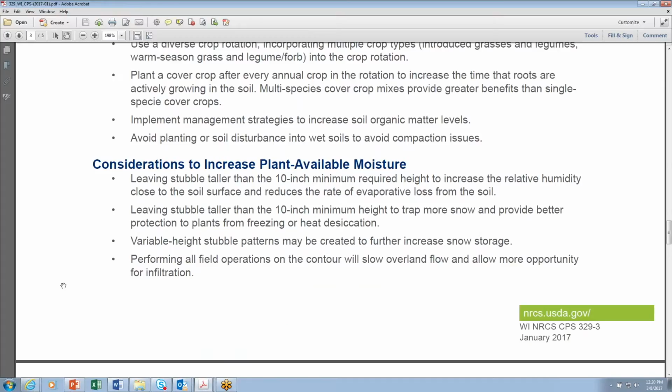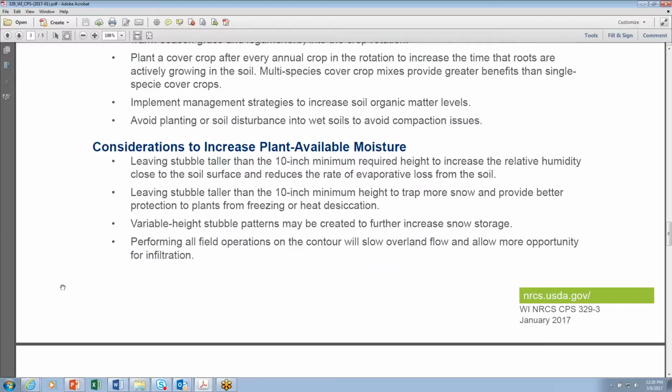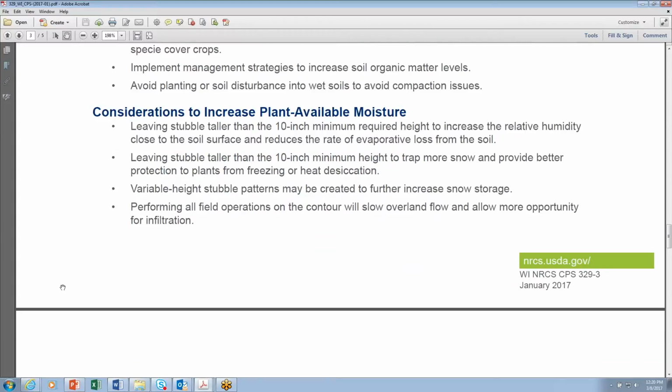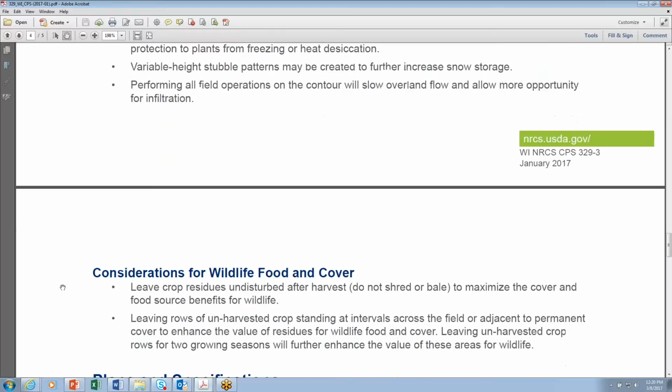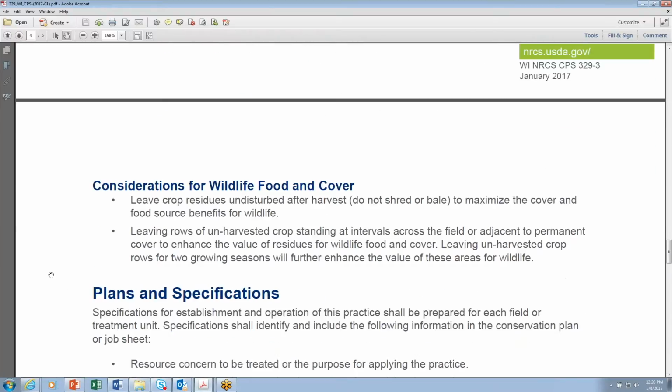Okay, then we have some considerations. I'm not going to read all of these, but if anybody has any questions as we go down through it, plant available moisture is a big consideration. So if you are concerned about going into a dry season, you're anticipating it, or you have soils where the erodibility index for wind erosion is a concern, plant available moisture is important. Then we have some considerations on how we can enhance wildlife.